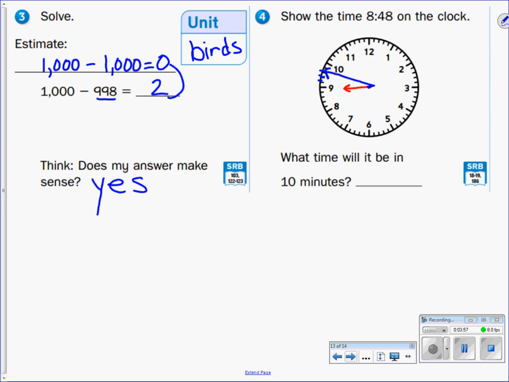What time will it be in 10 minutes? Well, if it's 8:48 and I add 10 minutes on, I'm only adding to this number here, which is 1 more, so it would be 8:58. Okay, and I could just move my clock up 10 more minutes or count up 10. 1, 2, 3, 4, 5, 6, 7, 8, 9, 10, and that would tell me that that's 8:58.